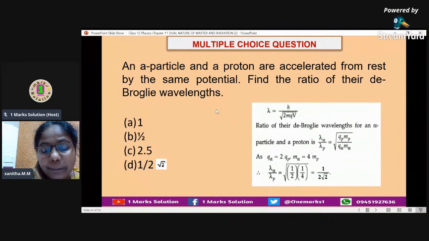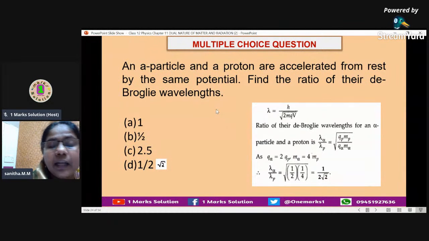So when you are substituting it, what will happen? MP and QP will be cancelled. So what will be remaining there? You can see there 1 by 2 and 1 by 4. 1 by 2 and 1 by 4, we can say 1 by 8. Root of 1 by 8. So the root of 8, we can take it as 2 root 2. Why? Because 4 into 2, 4 we can take outside. So 2 into root 2. So the answer we can say 1 by 2 into root 2.